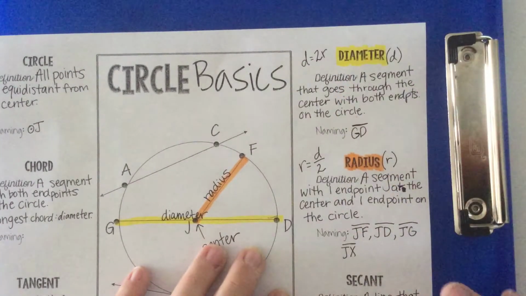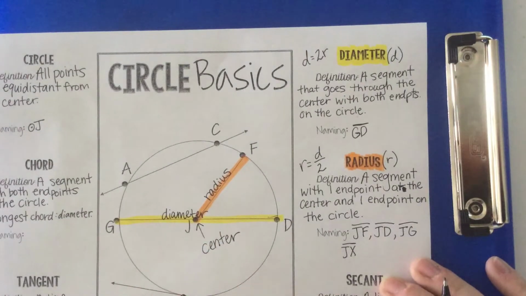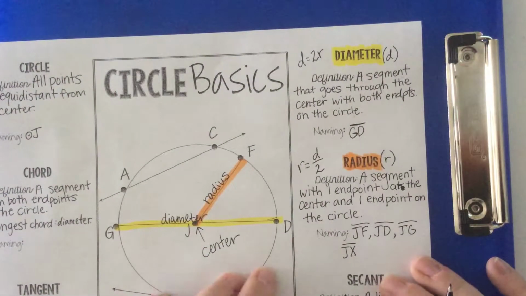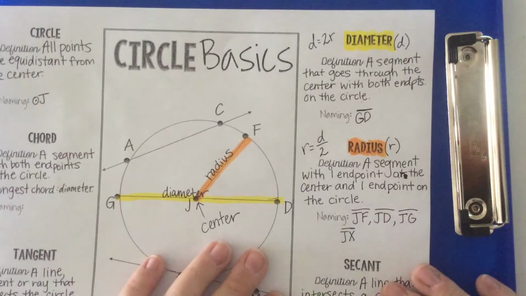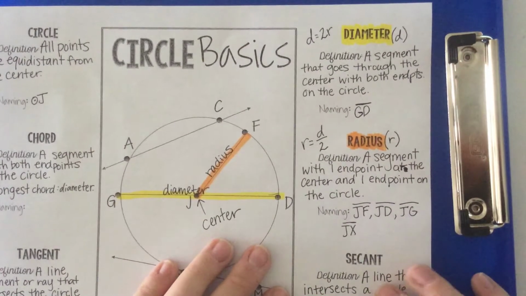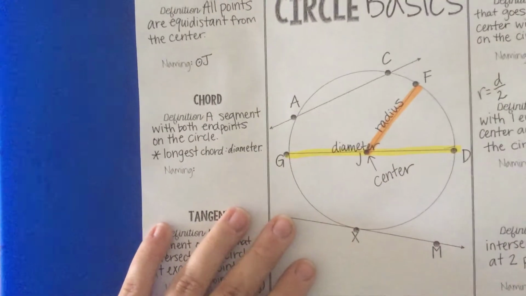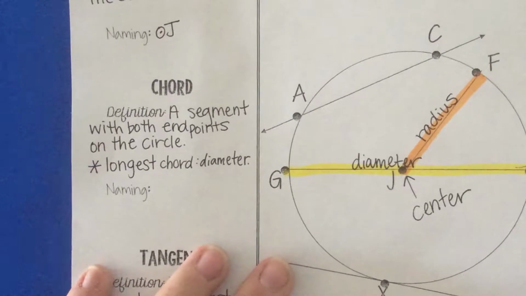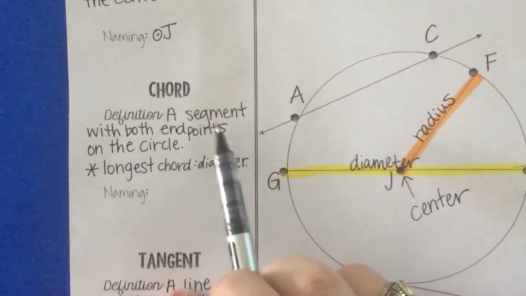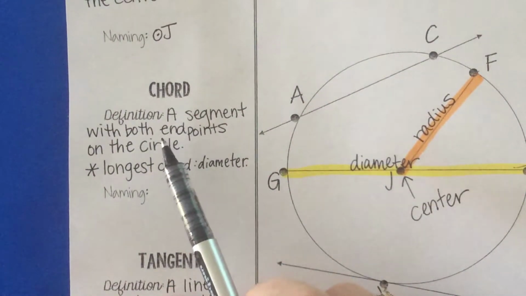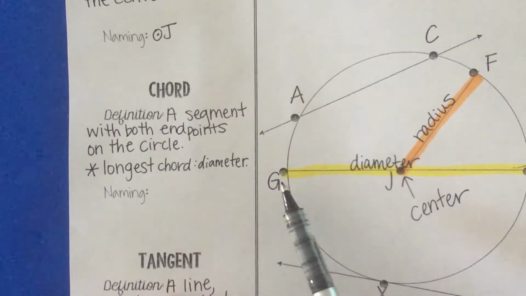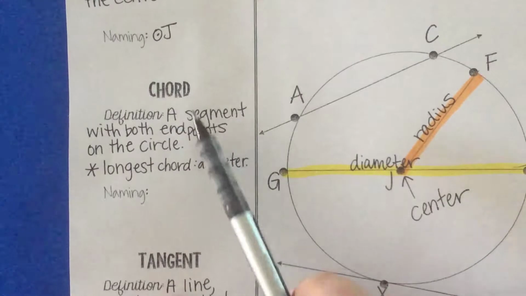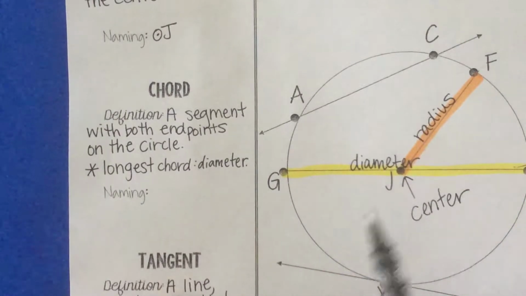So the diameter would equal 2 times the radius. Now, I know I'm jumping around a little bit, but let's talk about a chord. A chord is also a segment, and a chord is a segment that has both endpoints on the circle. But this doesn't specify that we have to have it go through the center. So a chord can be anywhere on your circle.